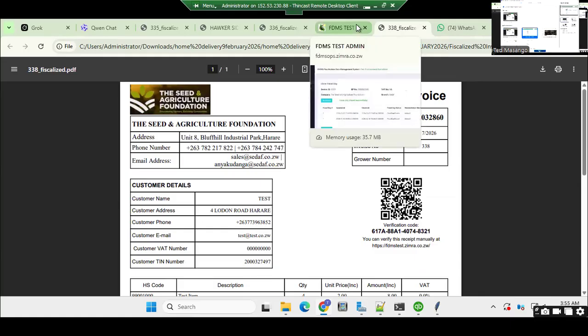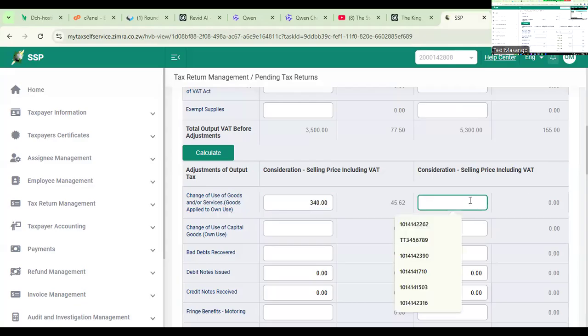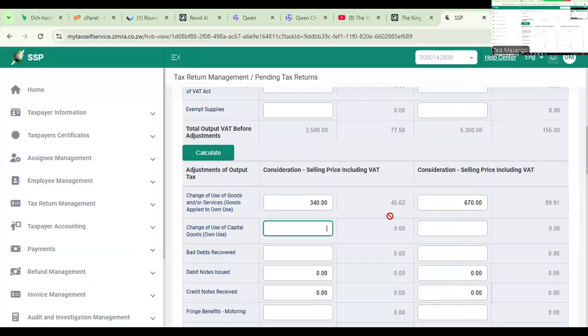Let me go back. So let's assume that you have got the fiscal tax invoices. You put the purchases that you did before VAT. You're putting the figure before VAT. The same goes here. I'm just going to put some arbitrary figures for demonstration purposes. When you do that, it will do the computations. As you can see here, we purchased goods and services for $340. We were charged VAT of $45.62. The same goes here. We did these purchases for $670. We were charged this VAT, right?